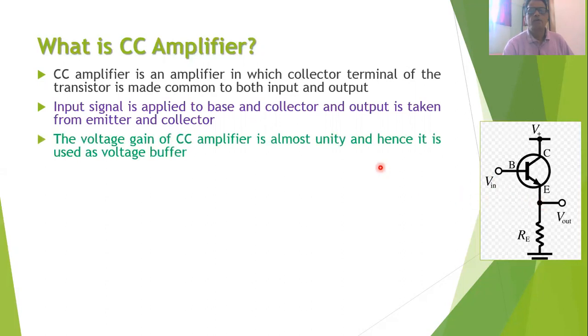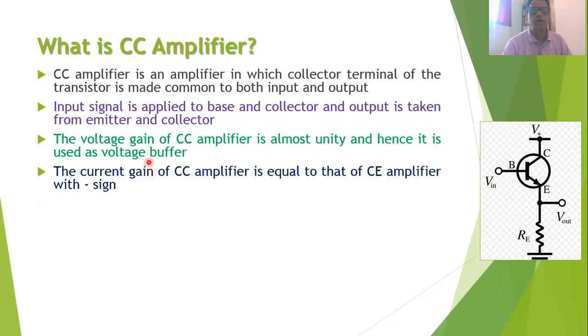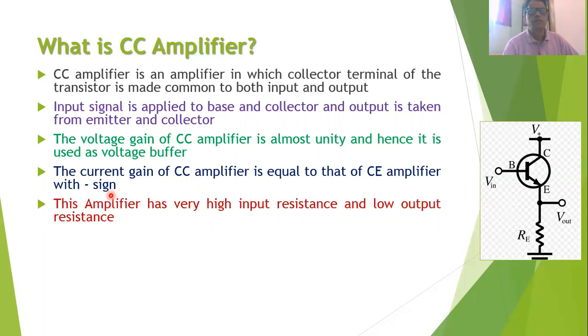You will find that the common collector amplifier has several features. For example, the voltage gain of the common collector amplifier is almost equal to 1 or unity, and therefore this amplifier is used as a voltage buffer. The current gain of the common collector amplifier is high and it is almost equal to that of the CE amplifier with a negative sign. It indicates that the input current and output current of the CC amplifier are out of phase with each other.